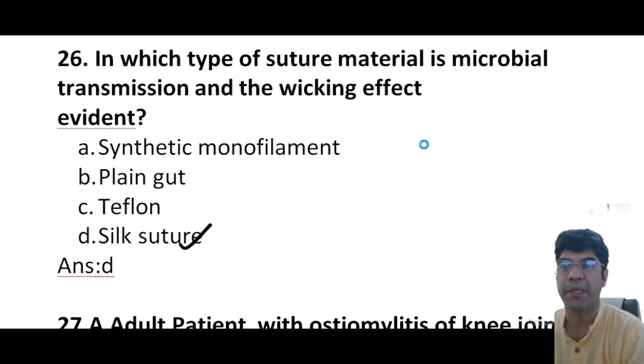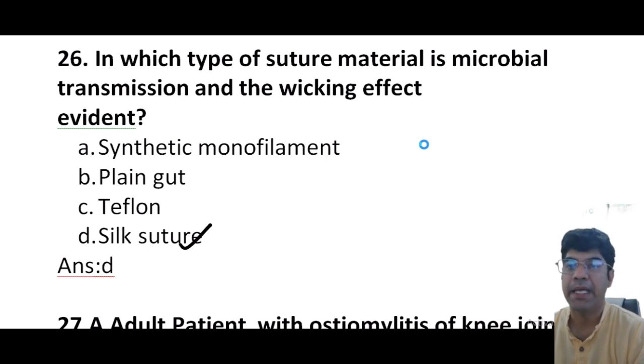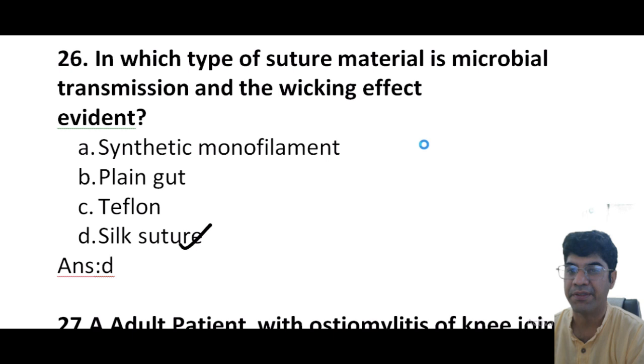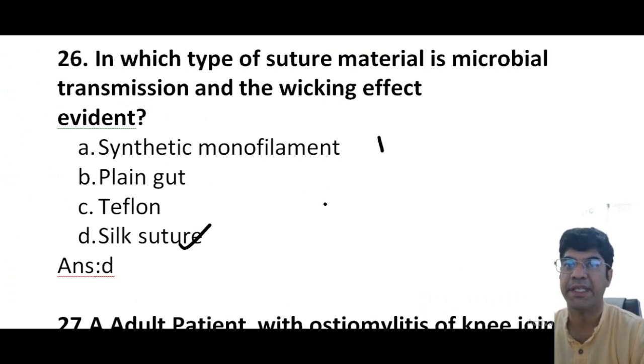The silk suture is typically braided, providing spacing between the strands where bacteria can hide and multiply, which leads to microbial transmission. Apart from that, silk has a wicking effect, so it potentially carries microorganisms deep into the tissues, hence increasing the risk of infection. So it should be avoided in contaminated or dirty wounds where the infection risk is higher. So the answer is D.